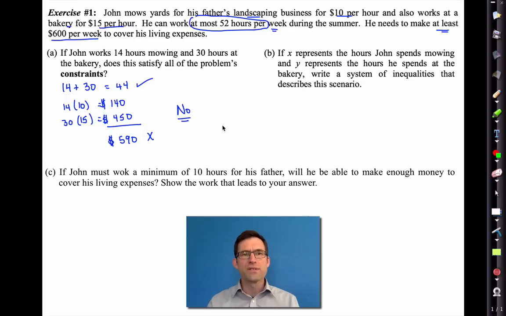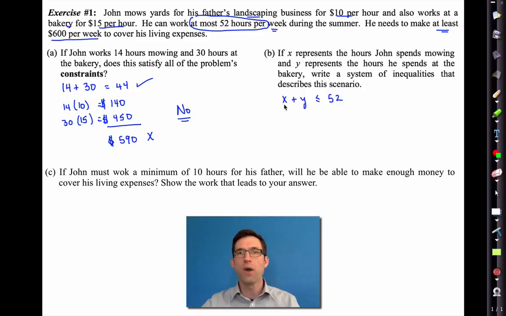Well, let's try to model this. Letter B says, if X represents the hours John spends mowing, and Y represents the hours he spends at the bakery, write a system of inequalities that describes this scenario. Well, one thing that's pretty easy is that first condition. When I add X to Y, it's got to be less than or equal to 52. He can work at most 52 hours.